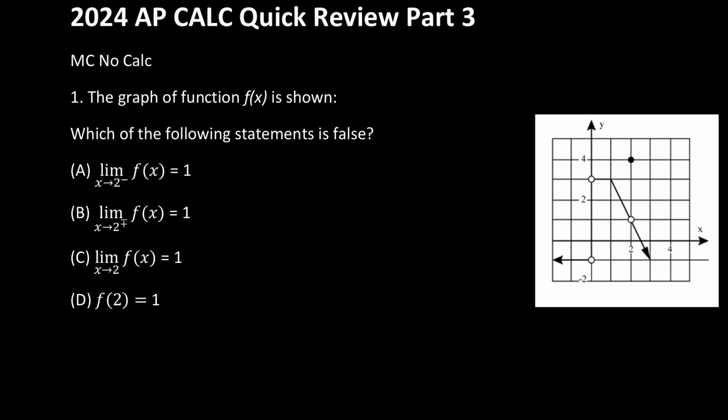For the first one, it says, the graph of the function f of x is shown, so this is f of x. Which of the following statements is false? We are looking for a false statement. Okay, the limit as x approaches 2 from the left. All right, here's 2 from the left as we come in. The limit here is going to be 1, and that's correct.